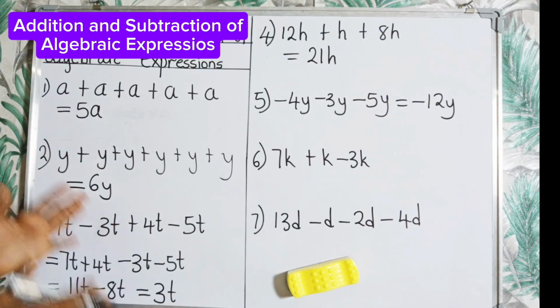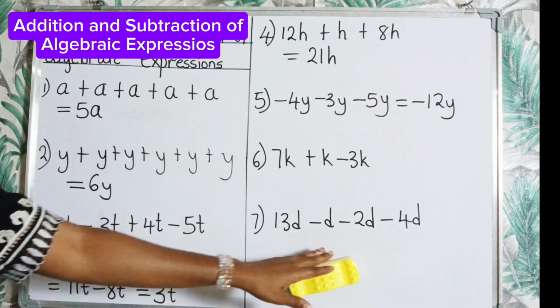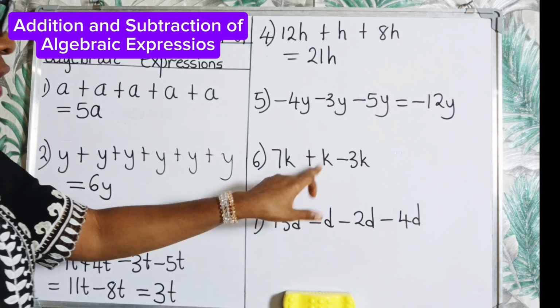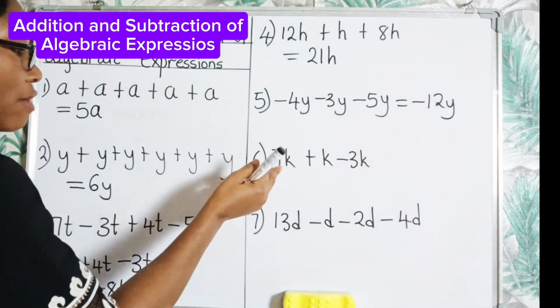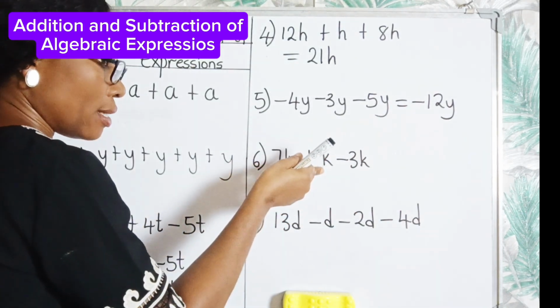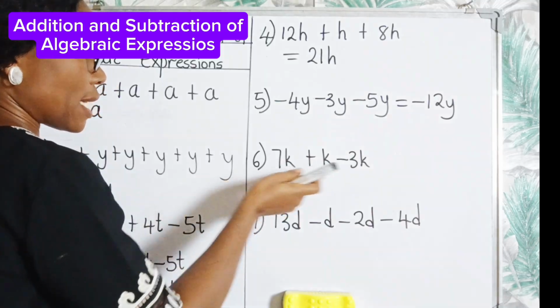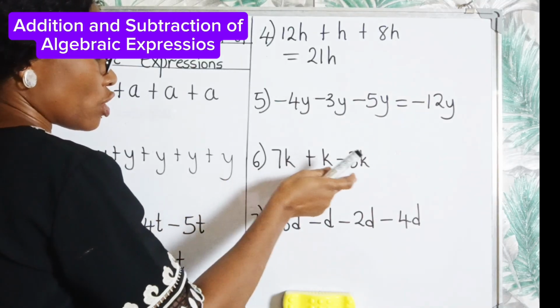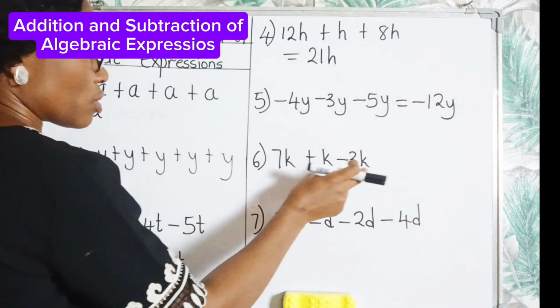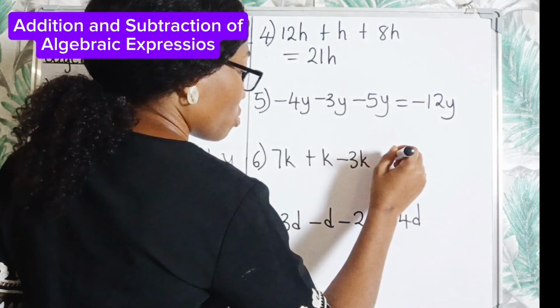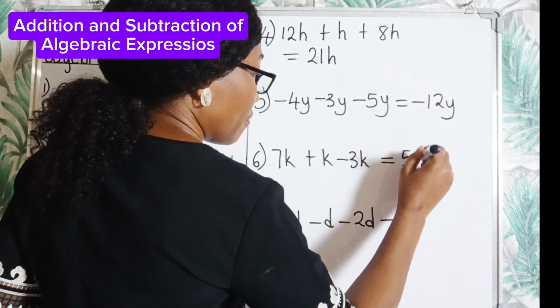Okay, these are just addition and subtraction of algebraic expressions. After this, we are going to take multiplication and division, but let's be done with this. Here we have 7k plus k minus 3k. 7k plus k, which is 1k, is 8k. 8k minus 3k is equal to 5k.